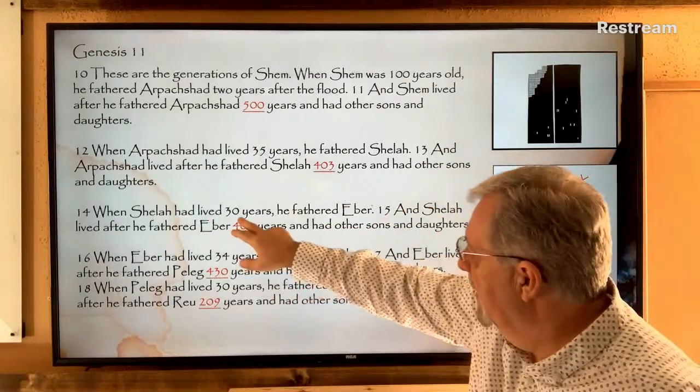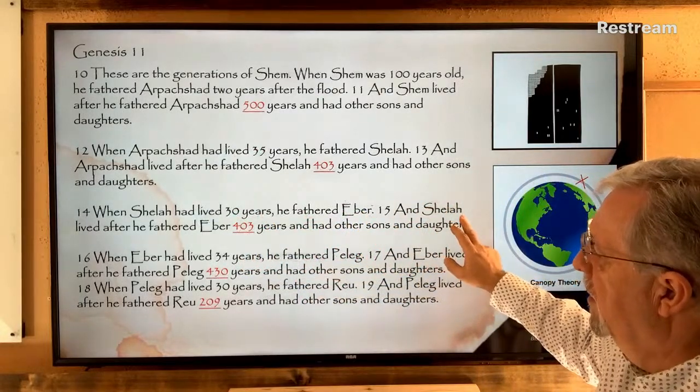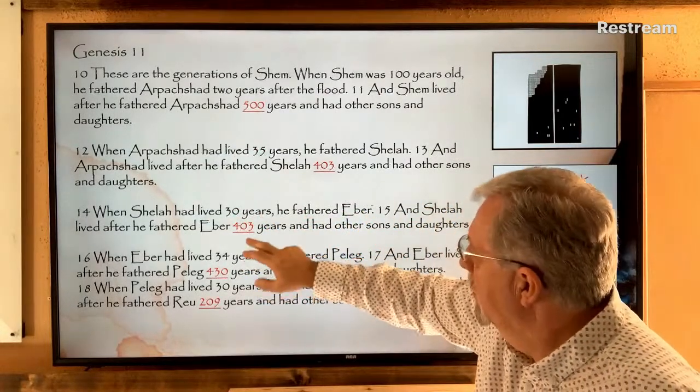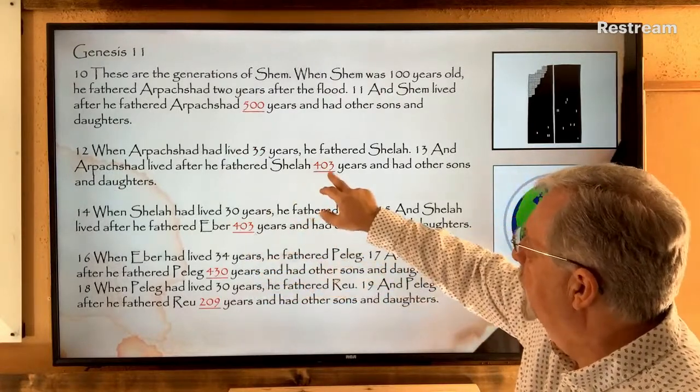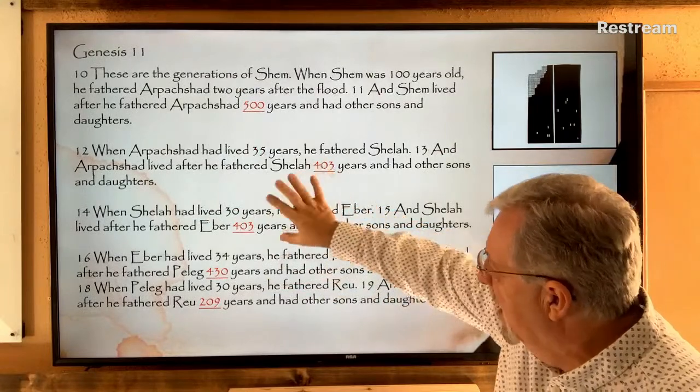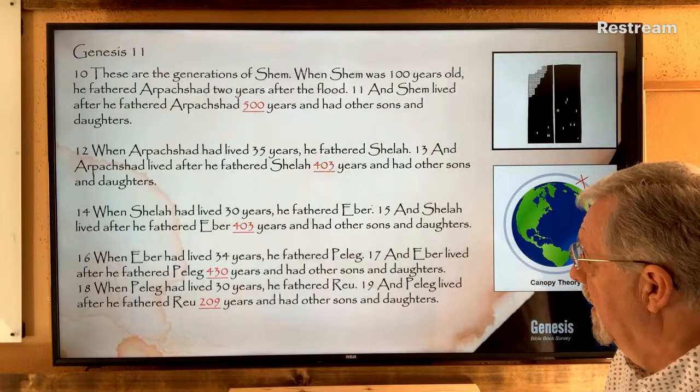When Shelah had lived 30 years, he fathered Eber. And Shelah lived, after he fathered Eber, 403 years. So the guy's living now, what is that, 433? We had 438 up here. So it's pretty close. But again, it's a lot less than 900.